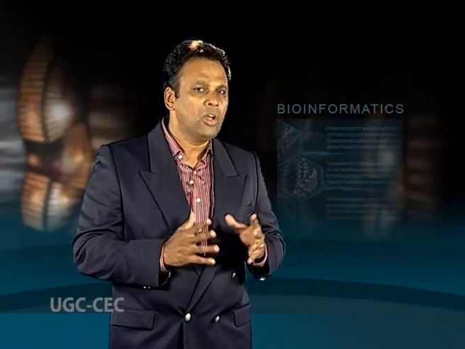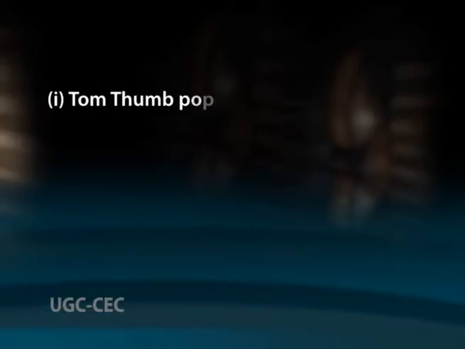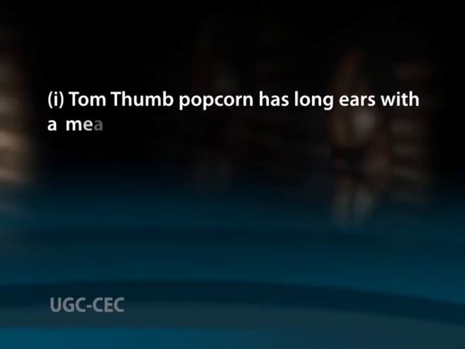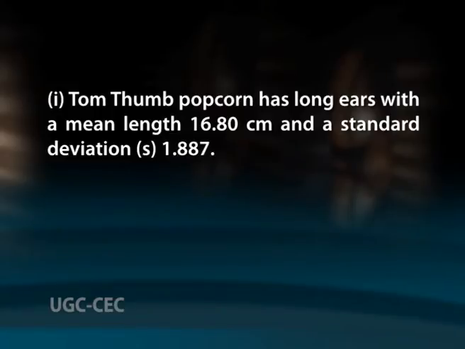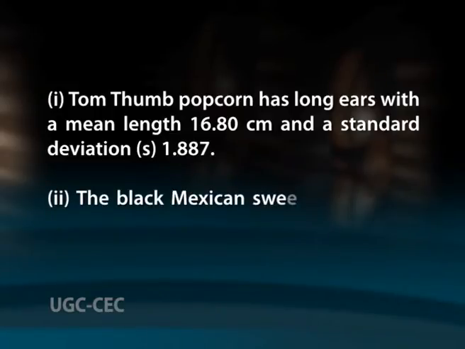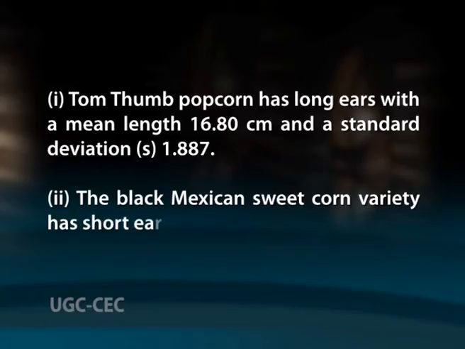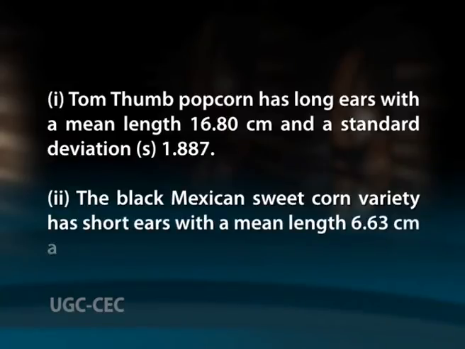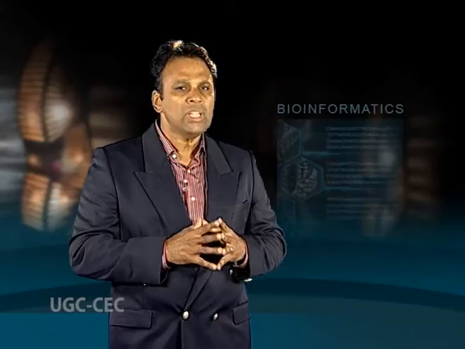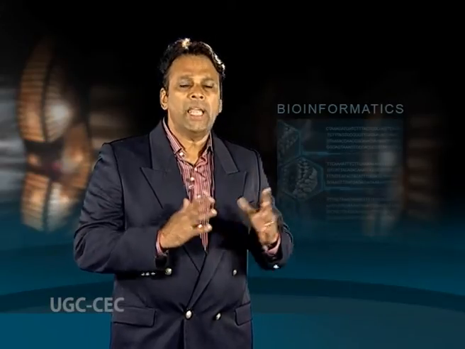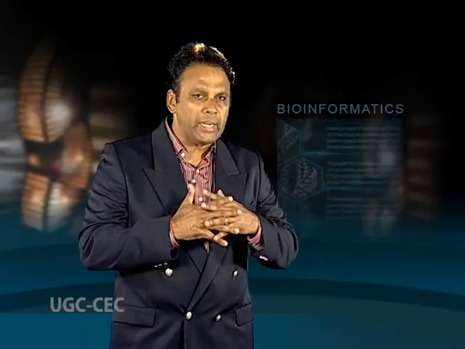The variations are: 1. Tom Thumb popcorn has long ears with a mean length of 16.8 centimeter and a standard deviation of 1.887. Second, the Black Mexican sweet corn variety has short ears with a mean length of 6.63 centimeter and a standard deviation of 0.816. The two strains were crossed and the F1 plants are interbred.